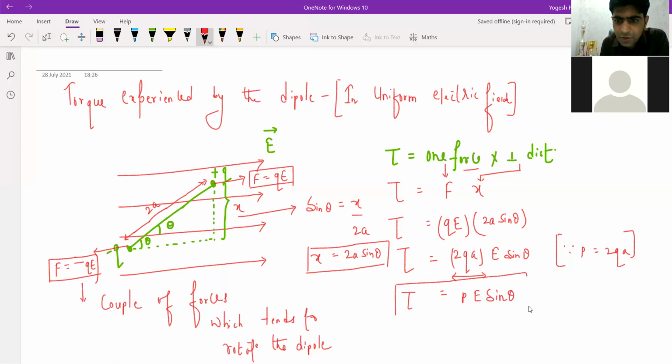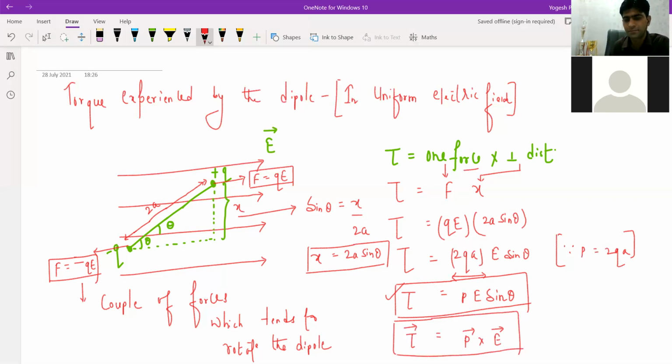This is the formula for torque. Tau is equal to PE sine theta. Any doubt in this? Now, if we want to write in vector form, this PE sine theta can be written as vector P cross vector E, the cross product of P and E. Yes or no?